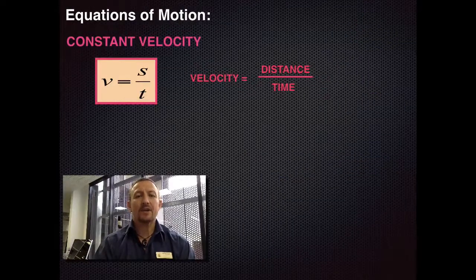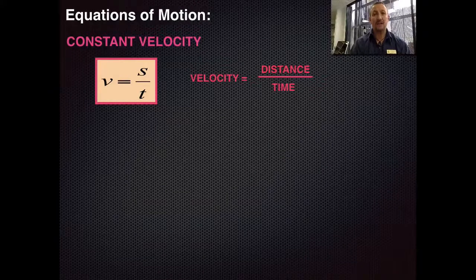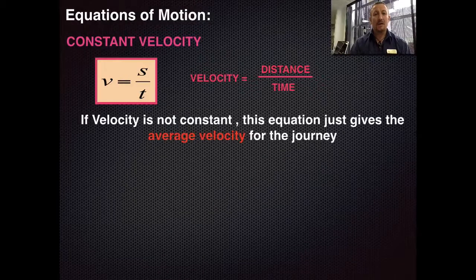All right, now we know that for constant velocity, the equation is velocity equals distance over time. As you can see, v equals s over t. This comes from the gradient of a displacement time graph. Now, if the velocity is not constant, then we can work out the average velocity by looking at the overall distance covered in the time taken.